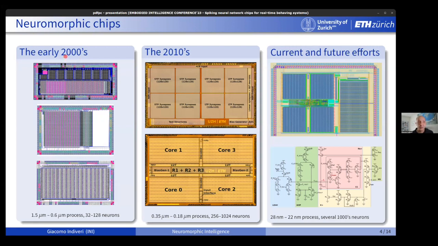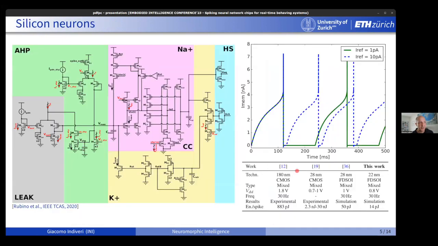The latest chips go back to the 2000s, where we had tens, 30s, 50 neurons. Then we've been riding Moore's law, where we could put now thousands of neurons, and maybe now we have tens of thousands of neurons. And if you just look at the circuits, they are a combination of analog and digital. Maybe I can zoom in here.